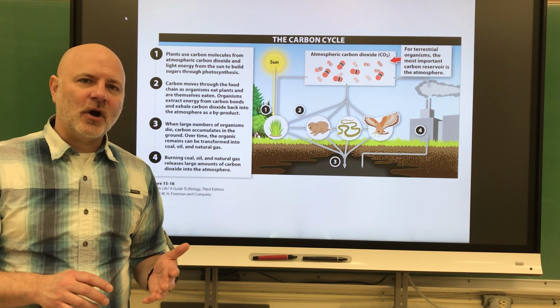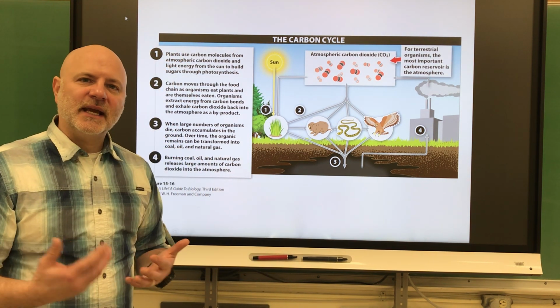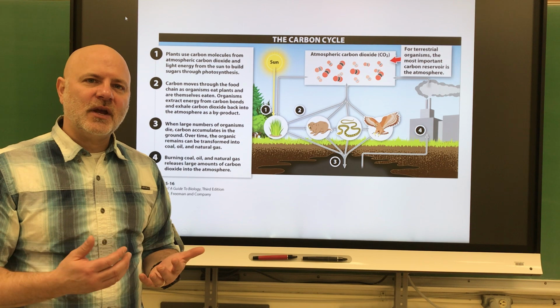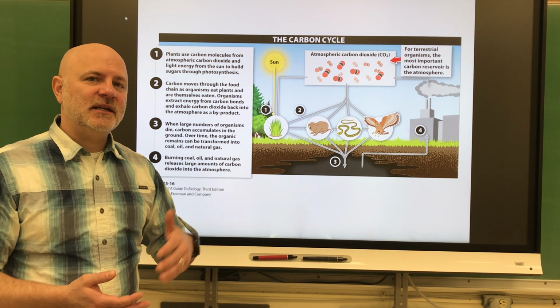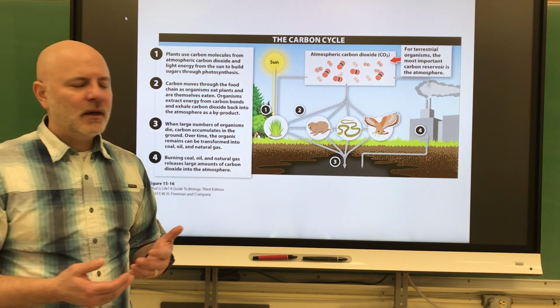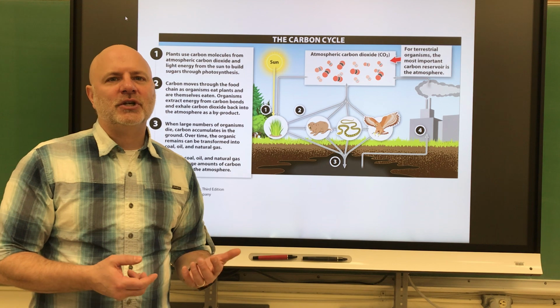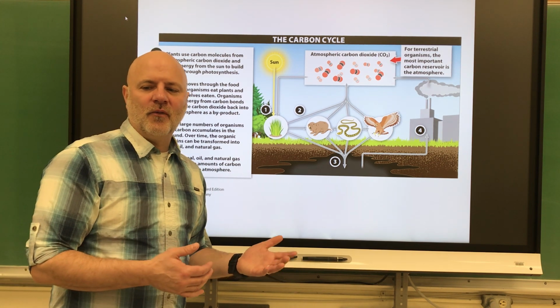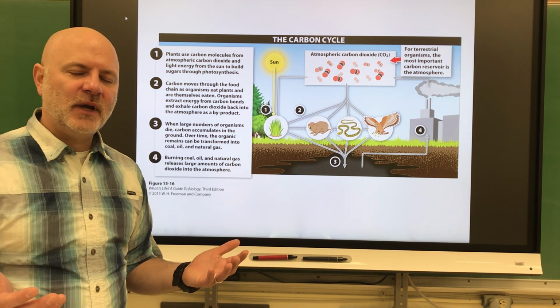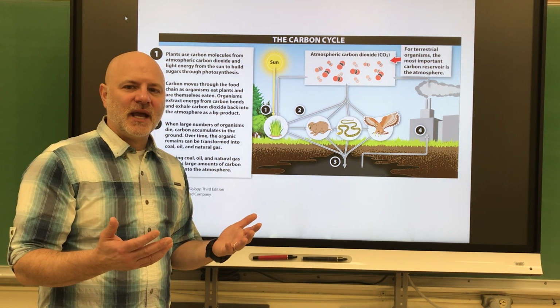And so when calcium carbonate gets exposed to rainwater, rainwater is slightly acidic, and so this breaks down the calcium carbonate, and that releases carbon dioxide back into the atmosphere. Okay? Another way that we can release carbon dioxide into the atmosphere is through combustion, and that is the burning of wood, coal, or oil, and gasoline. So we burn it, it releases carbon dioxide into the atmosphere.